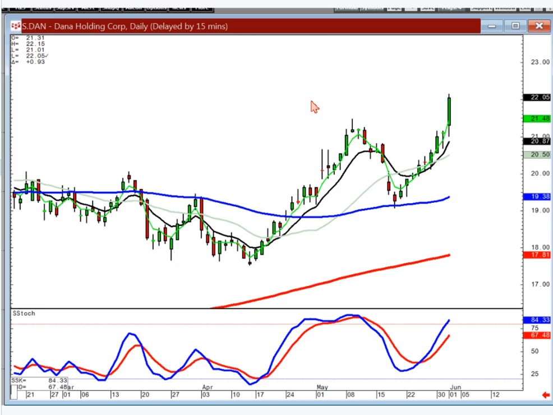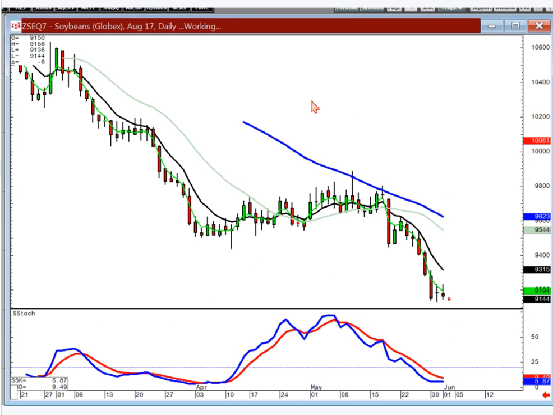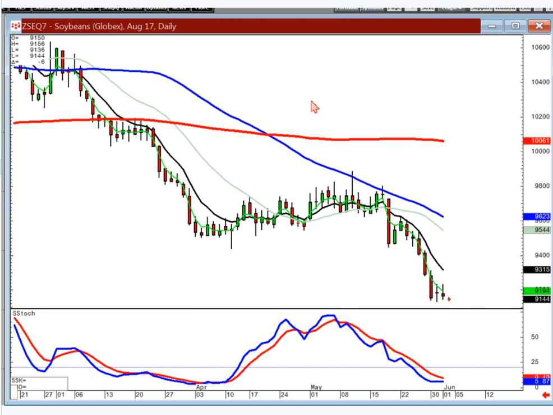Oh, I'm sorry. I'm thinking of bean oil. Oh, I don't know how to get bean oil, but still trading. We're still short soybeans. And again, we got our stop up here. So I imagine soybean oil must be heading lower.